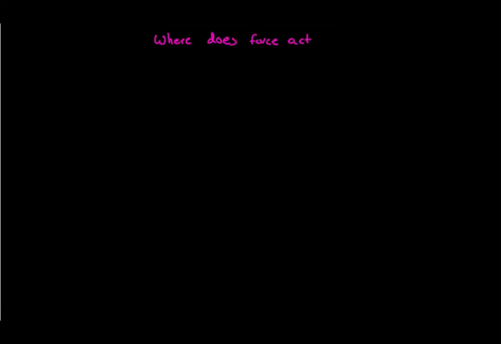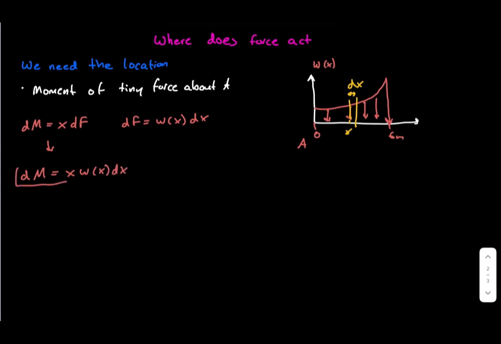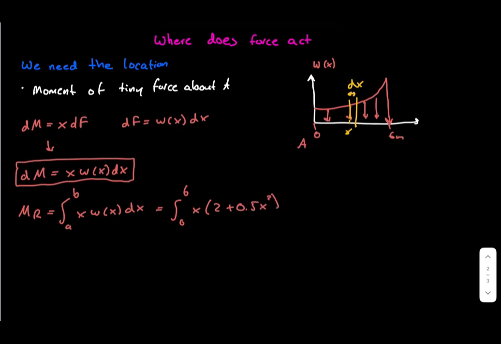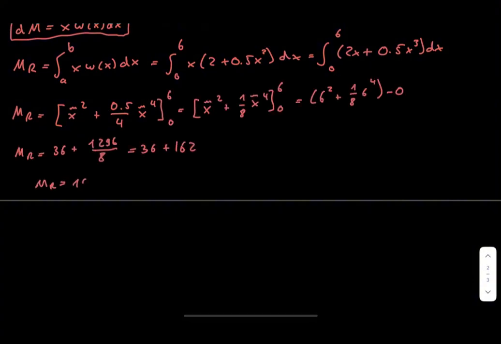Next, we need the location of the resultant force. For this, we calculate the moment of the distributed load about the left end. A tiny force dF creates a tiny moment equal to x times dF. Since dF = W(x) dx, the tiny moment becomes x W(x) dx. Therefore, the total moment equals the integral of x W(x) dx. For our polynomial load, this becomes the integral from 0 to 6 of x(2 + 0.5x²) dx. Evaluating from 0 to 6 gives 36 + 162. So the total moment is 198 kilonewton meters.